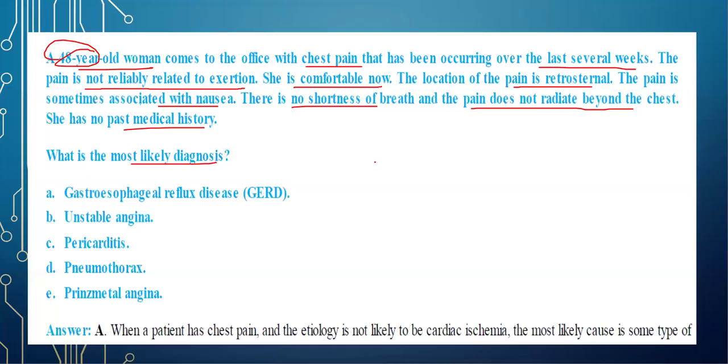Okay, so for this patient, a 48-year-old woman who has got several weeks of retrosternal chest pain, not related to exertion, what is your likely diagnosis? So it cannot be unstable angina. Pneumothorax will not wait for several weeks. Prinzmetal angina, again, it can have some association with exertion, but we will discuss that later on. We know how the pericarditis pain looks. So even with exclusion, our option is gastroesophageal reflux disease.